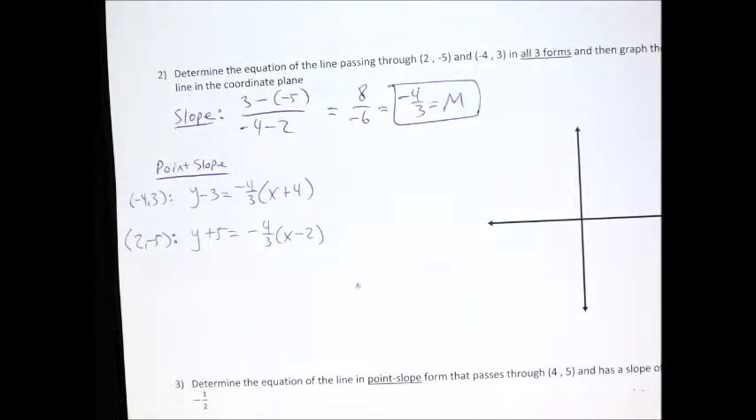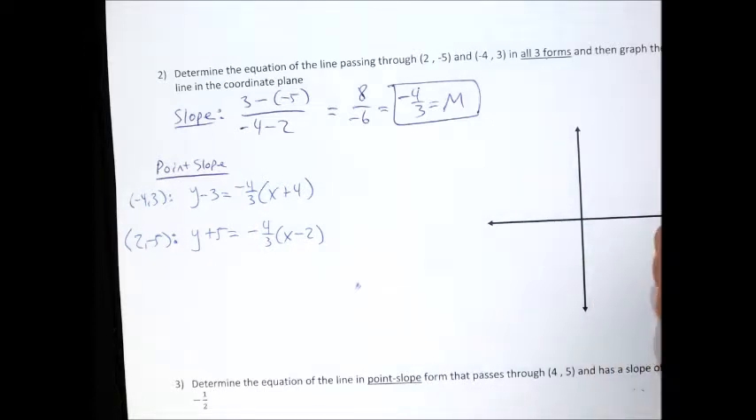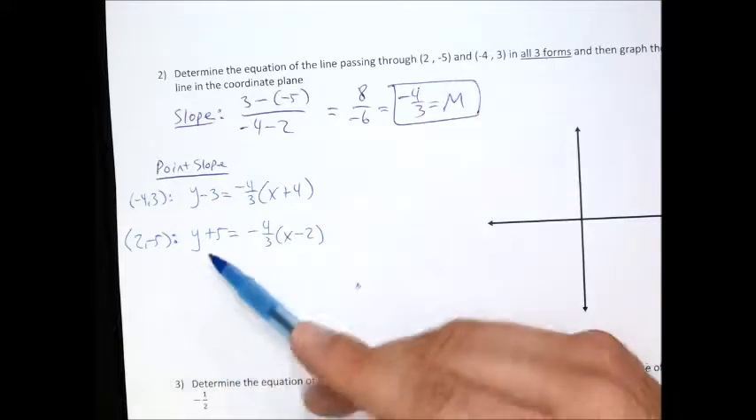And both of those are the same line. They look different, but they're actually representing the same line, just going through two different points on the same line. Now my question for you real quick is, where did that plus come from?